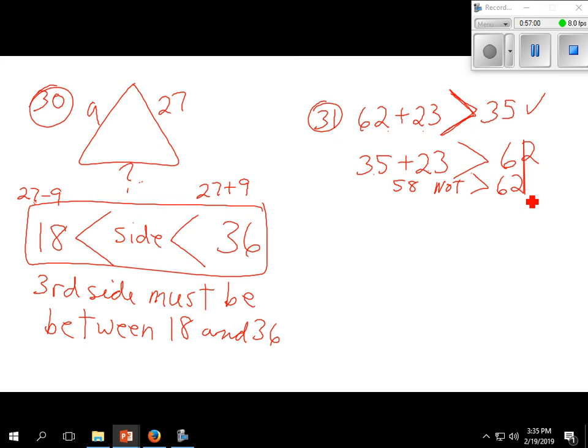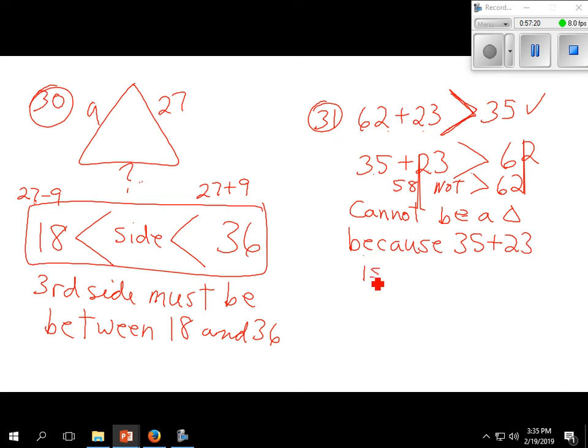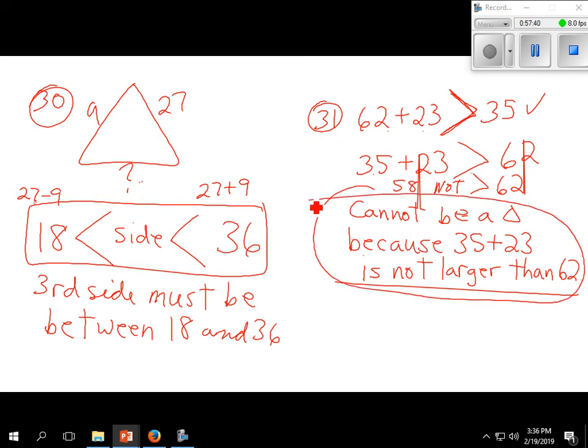So what we say here is, our explanation: cannot be a triangle because 35 plus 23 is not larger than 62. So if any two sides don't add up to be more than the third side, then it can't form a triangle. That would be our explanation there.